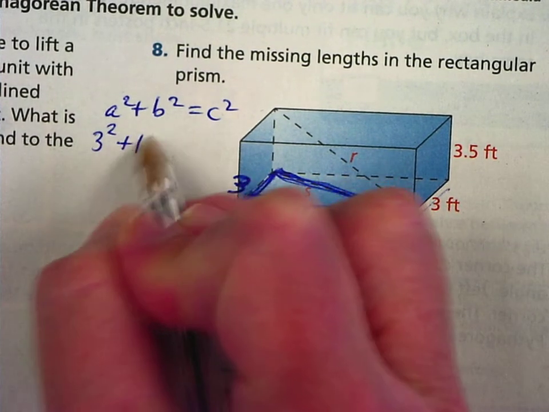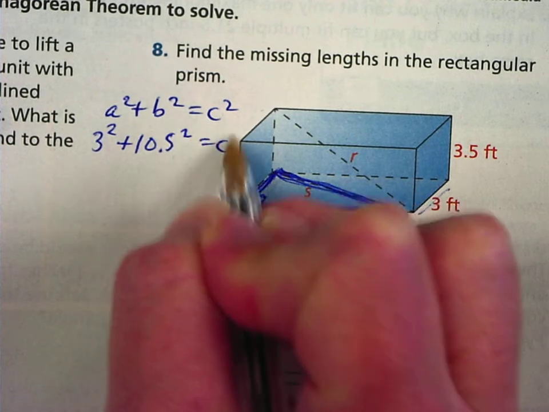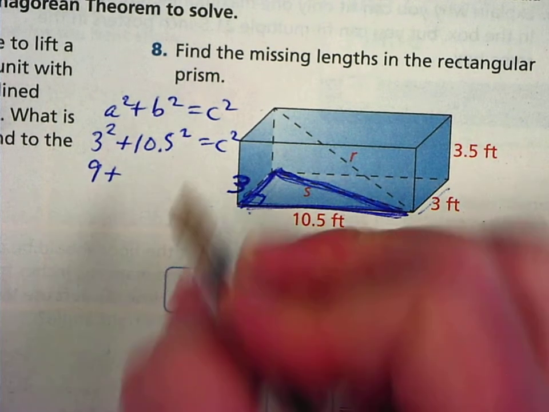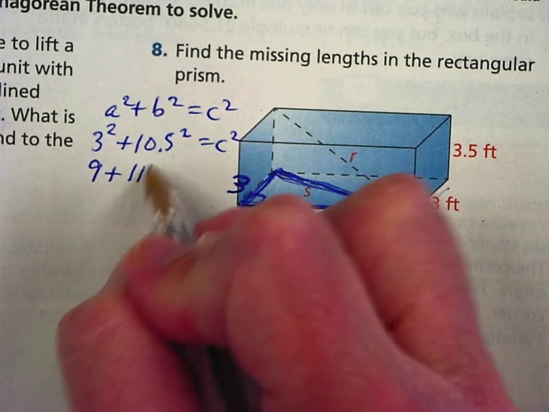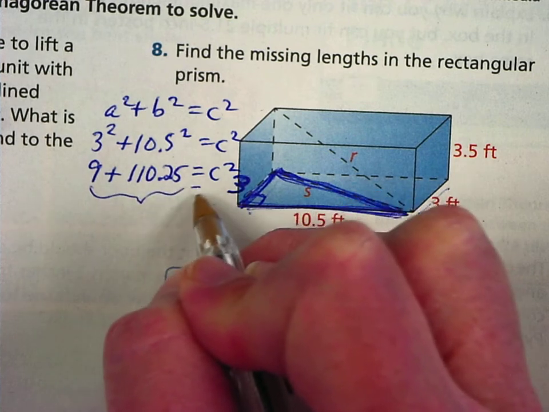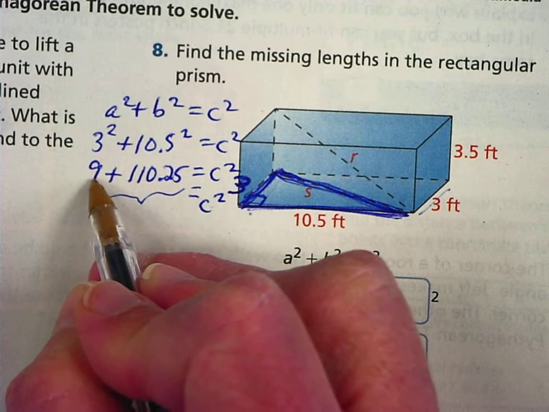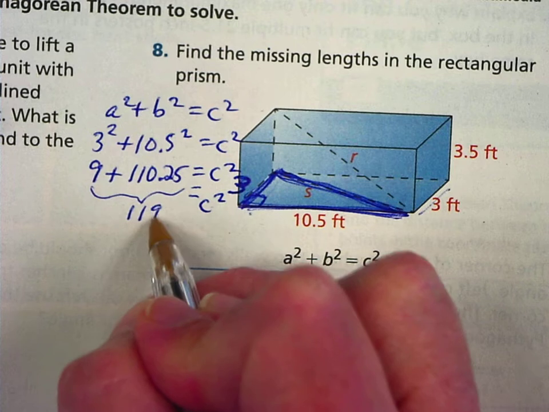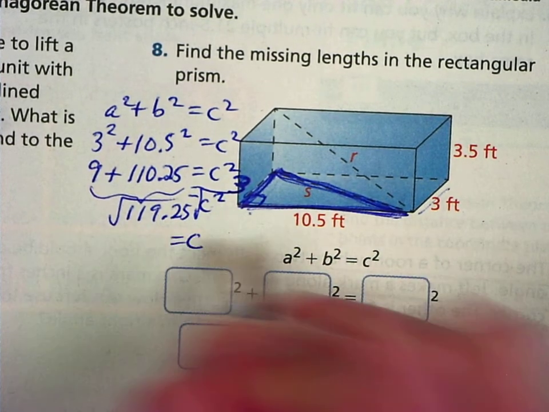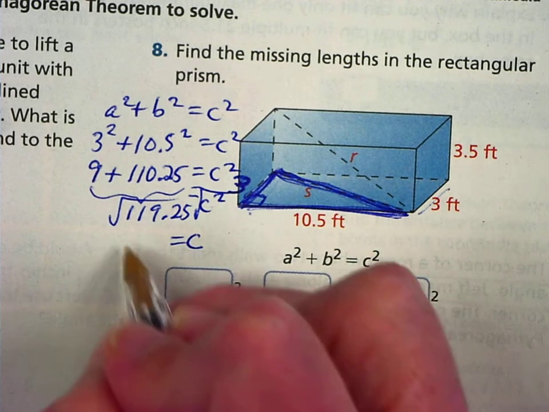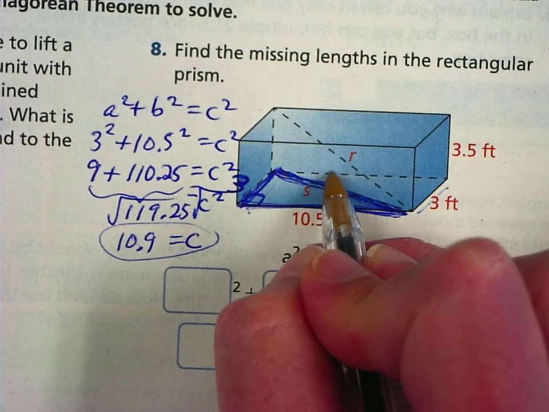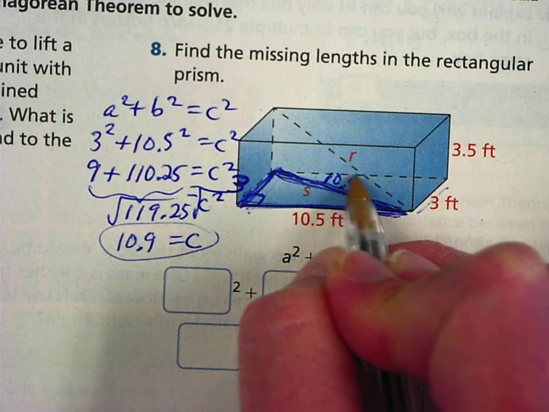So 3 squared plus 10.5 squared equals c squared. All right, 3 times 3 is 9. 10.5 times 10.5 is 110.25. Now I'm going to add these two together, so that equals c squared. So 9 plus this is 119.25. And now I'm going to find the square root of both of those. So this bottom diagonal is 10.9 feet long, 10.9. So I'm going to write that in. 10.9 is this bottom diagonal.